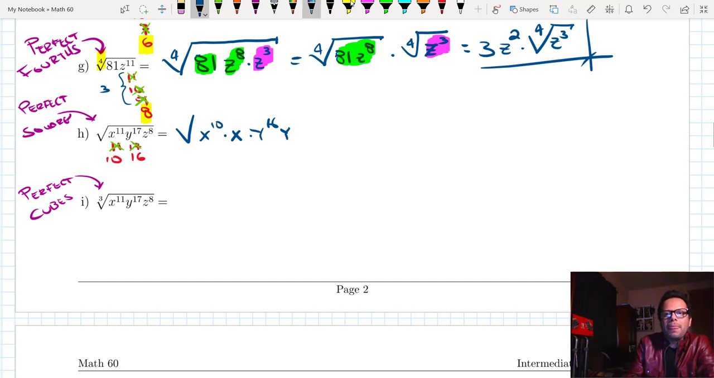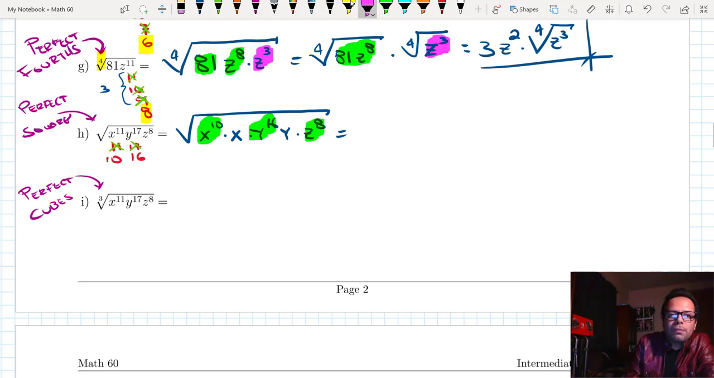Now what about z? In this case we can notice we have a z to the 8th power, and 8 happens to be divisible by the index 2, so we don't need to break this one up, the same way we did with the x's and the y's. So z to the 8th power. All right, let's highlight with green all the perfect squares, that is x to the 10th, y to the 16th, and z to the 8th.